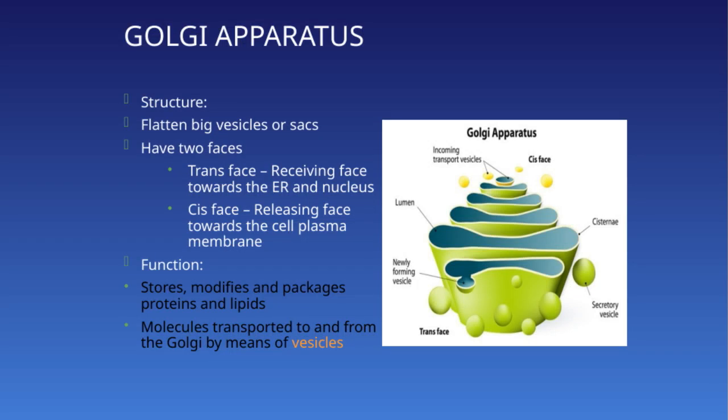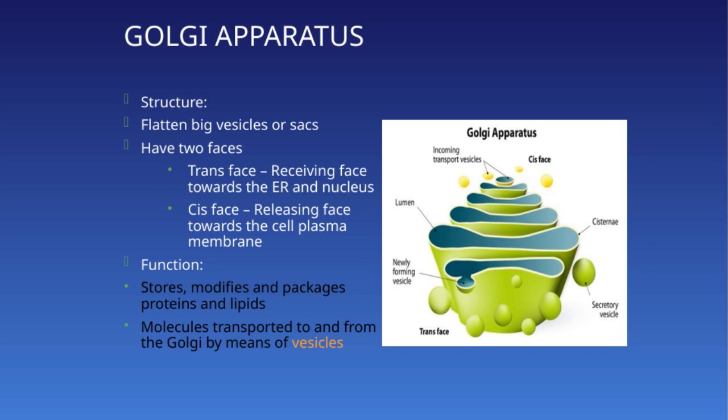All right, let's dive into the structure of the Golgi apparatus. Imagine it as a series of flattened, disc-shaped sacs or vesicles stacked together. These sacs have two distinct faces that are key to their function. The first is the trans face, which is essentially the receiving side. It's oriented toward the endoplasmic reticulum and the nucleus, receiving proteins and lipids from these regions. The other side is the cis face, which acts as the releasing face, oriented toward the cell's plasma membrane, where the Golgi dispatches processed molecules.